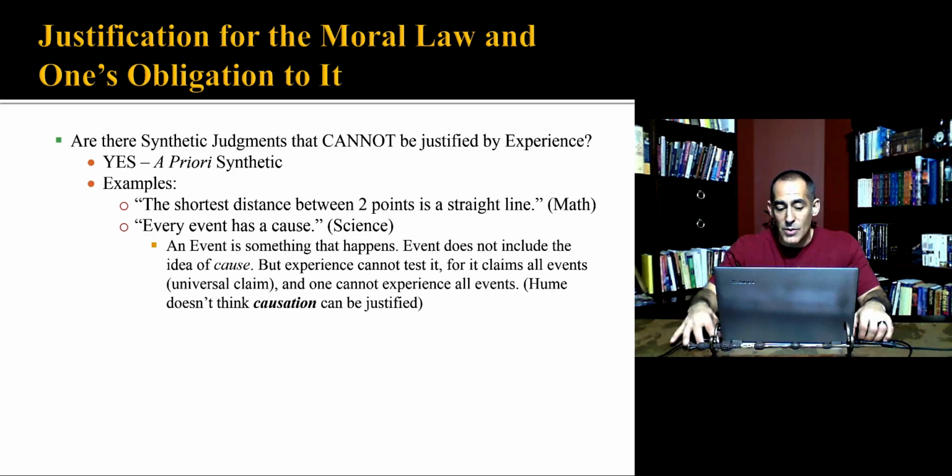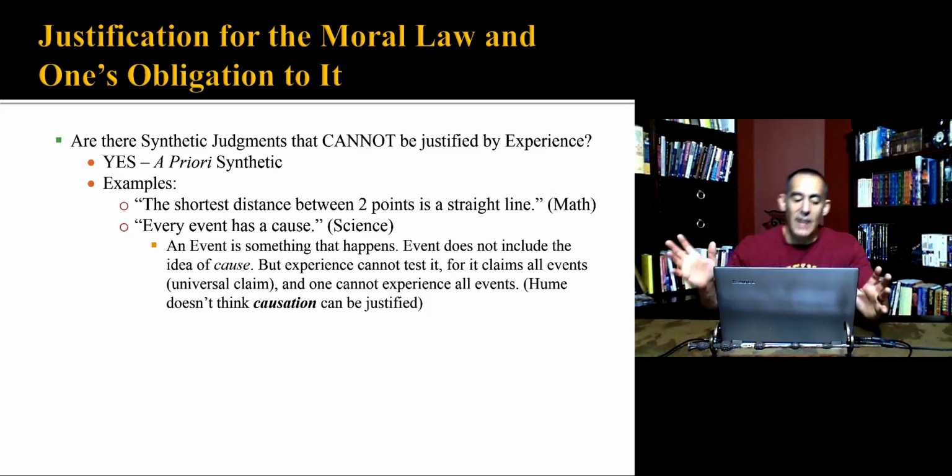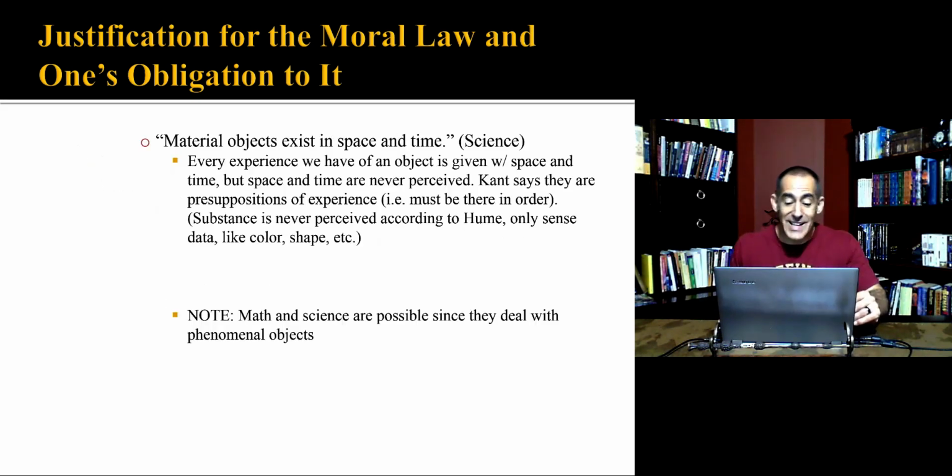In science, Kant would say every event has a cause. That's an a priori synthetic judgment as well. An event is just something that happens. An event does not include the idea of causation, right? But experience, of course, cannot test it for all claims that all events are caused. And of course, we can never experience all events, which is one of the reasons that Hume says causation can't be justified. But Kant says it is justified in a very different way. So again, every event has a cause. It's an a priori synthetic judgment applicable to science.